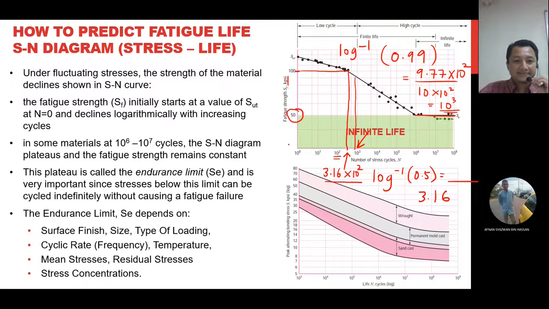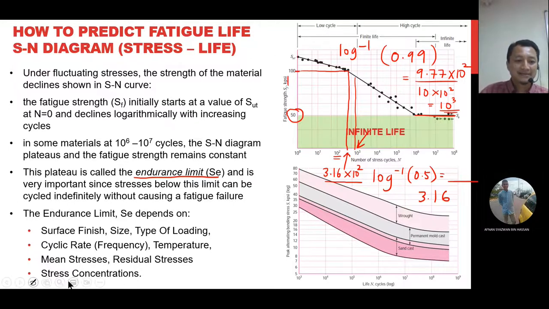So the point is, you want to design everything to achieve endurance limit ataupun lower. The lower better lah. If you design above your endurance limit, it's going to fail somewhere. Tapi berapa cycle dia fail tak tahu. Apa boleh kira lah. Nah, inilah kita kira ni. So this is the cycles lah.